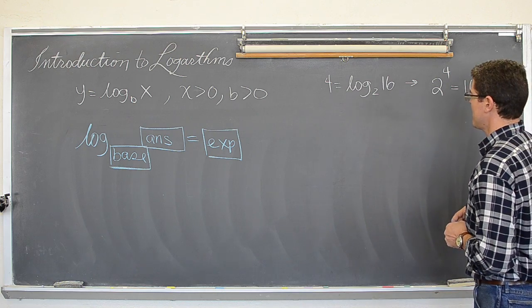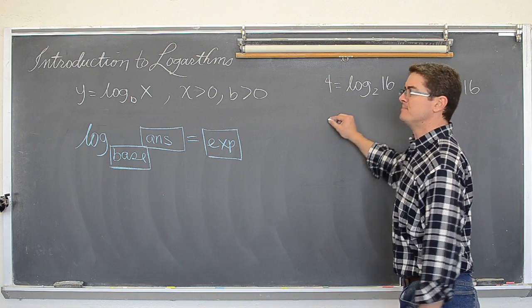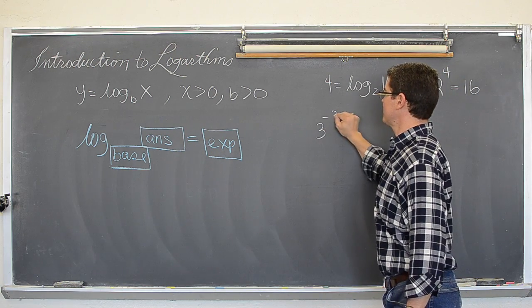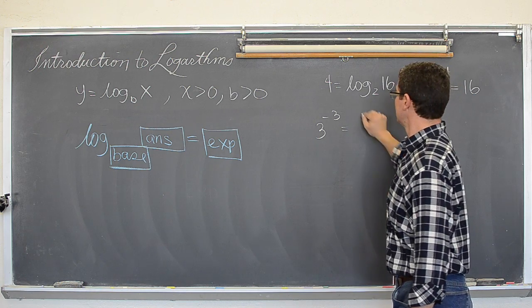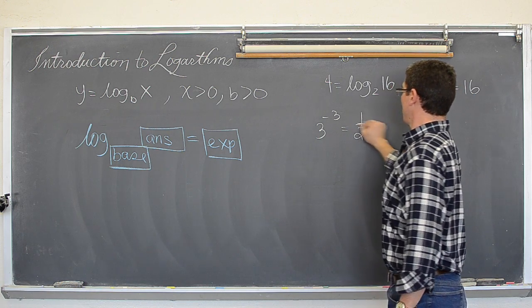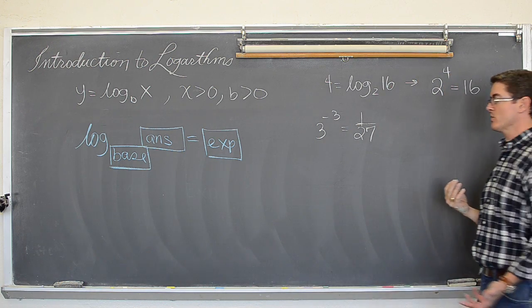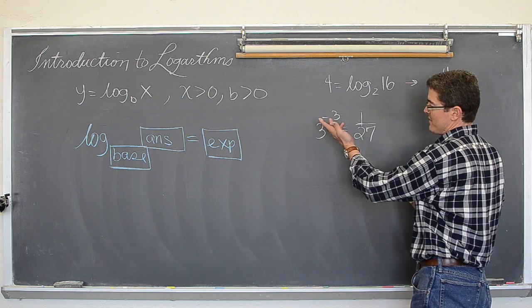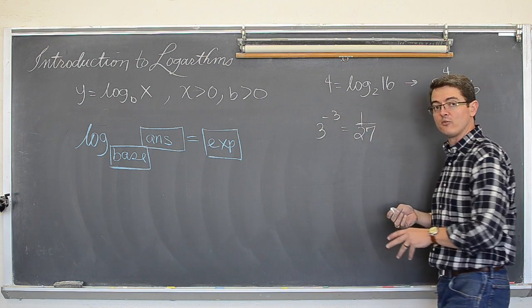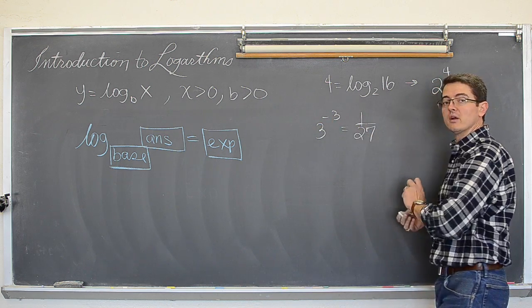Let's take a look at another example. How about 3 to the negative 3rd equals 1 over 27. Well, is it actually true? Well, it is true. These are all true statements. This is now in exponential form. I don't see a log function in here.